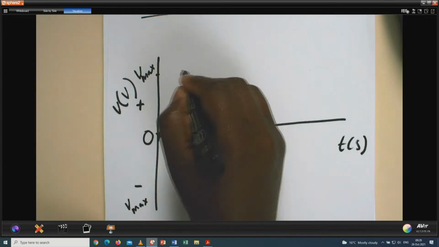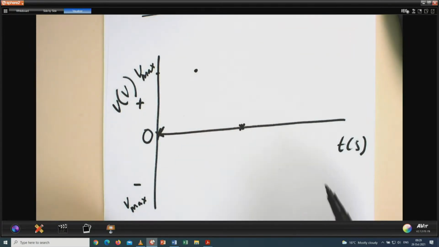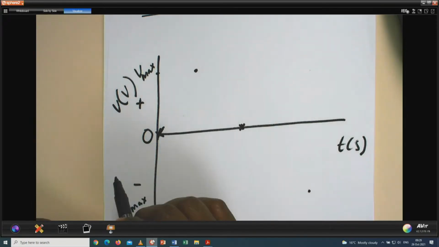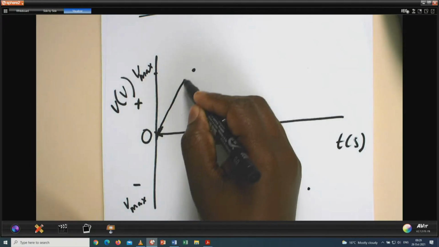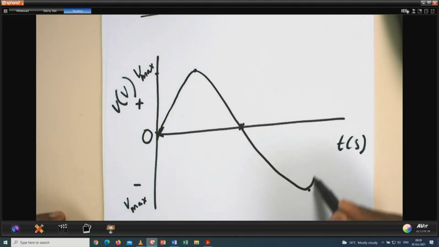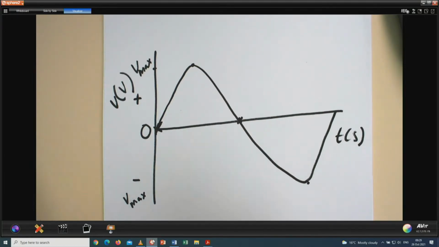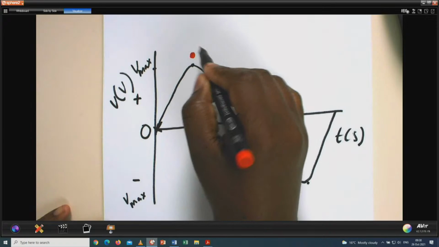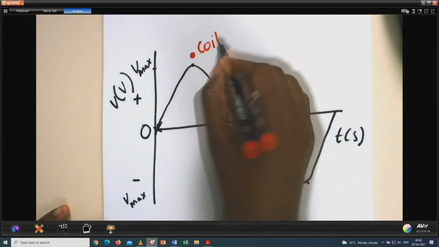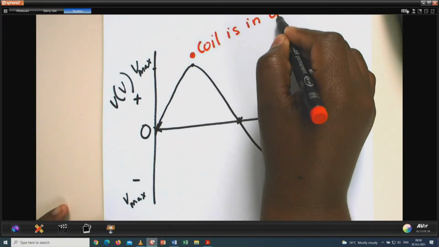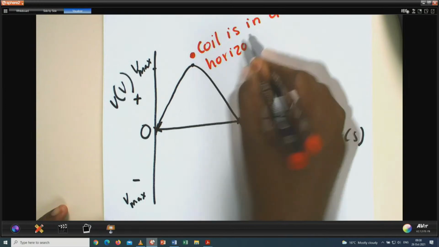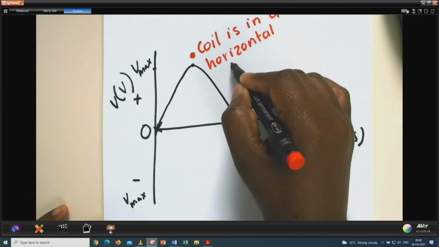So those will be the positions that correspond with your maximum points. So the type of graph that you are going to get will be a sine graph. It's a sine graph. So it's very important that we are able to relate the position in which our coil is with the points on the graph. So if we are looking at this point, that means the coil is in a horizontal position.